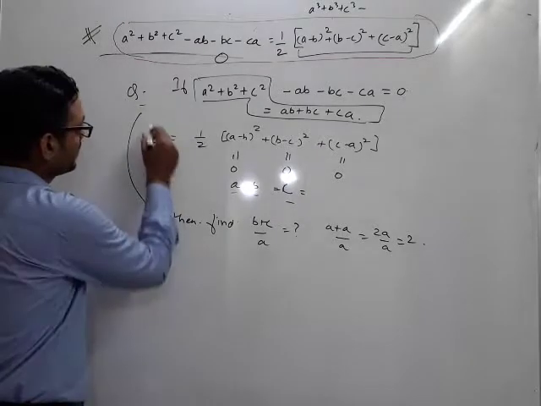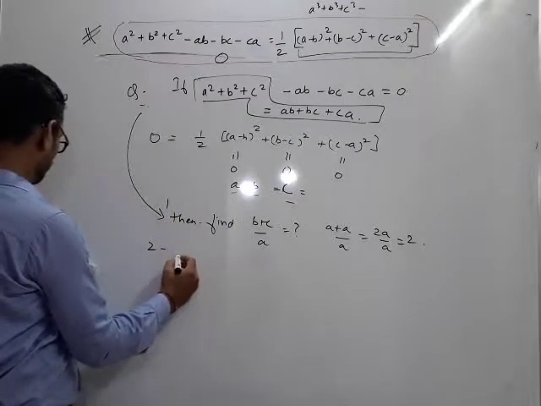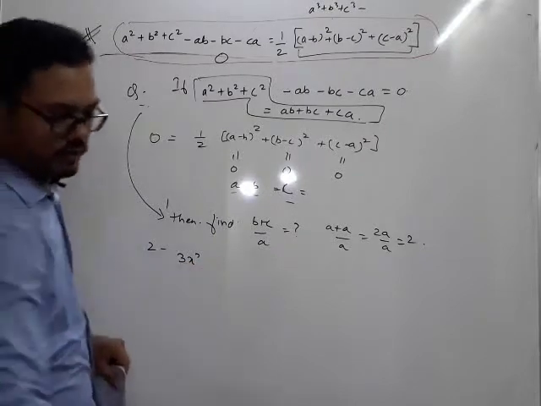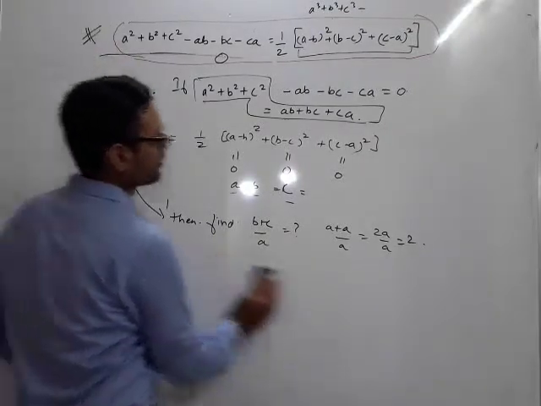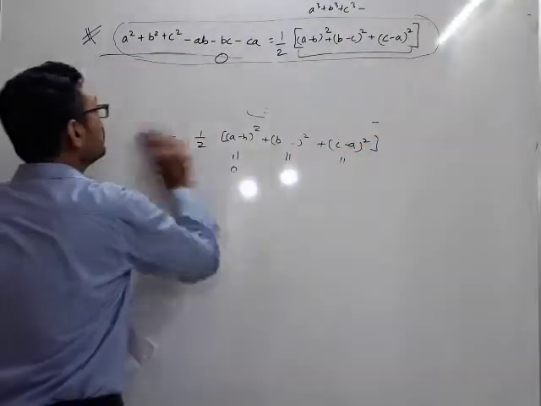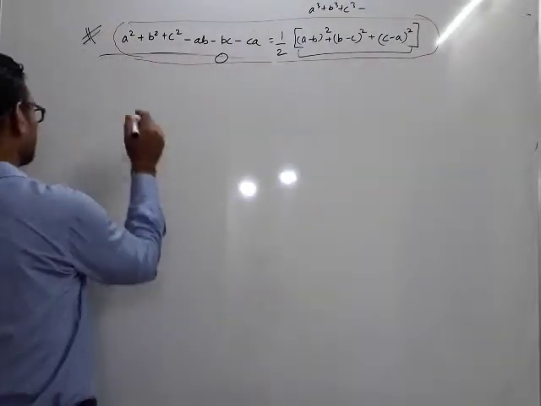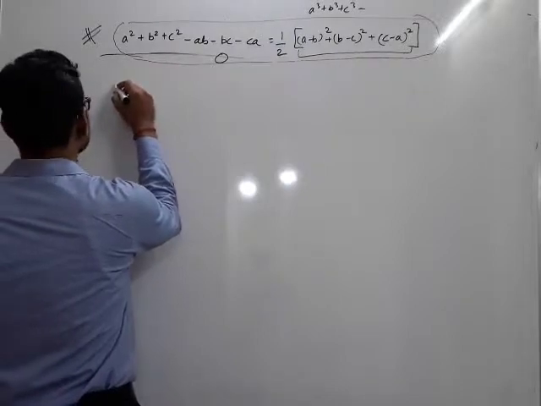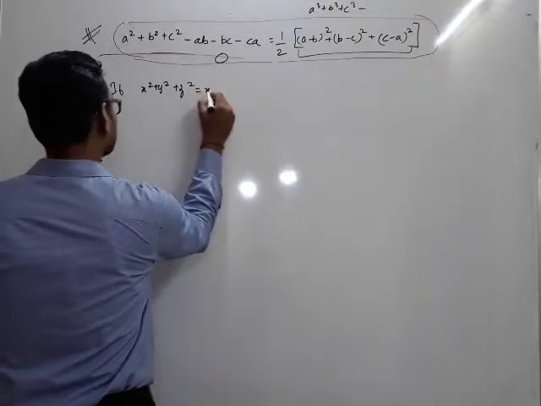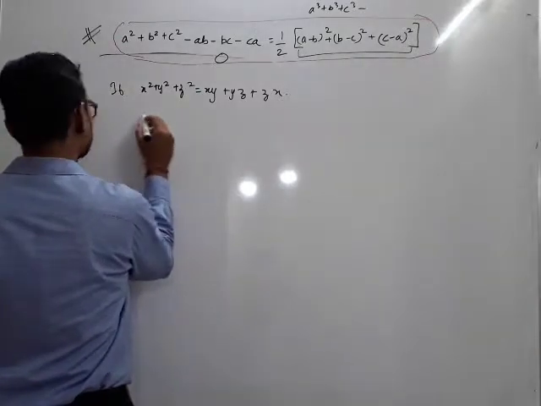Again, same condition is given. This is first. Second question is 3x. Okay, just make a note of it. So this is of type 2 when x square plus y square plus z square is given as xy plus yz plus zx. This is of another type. Next question.